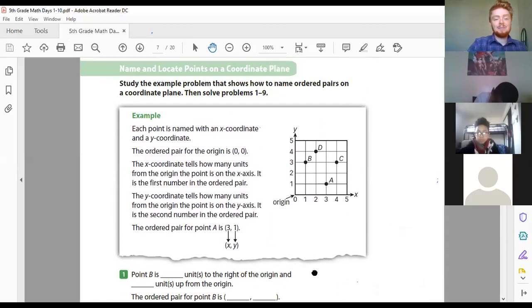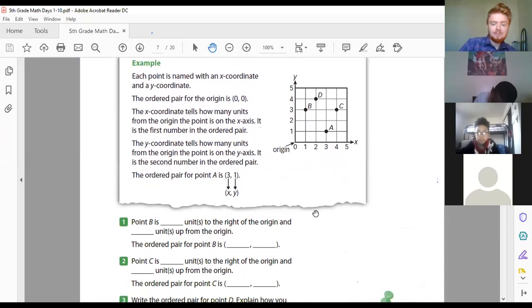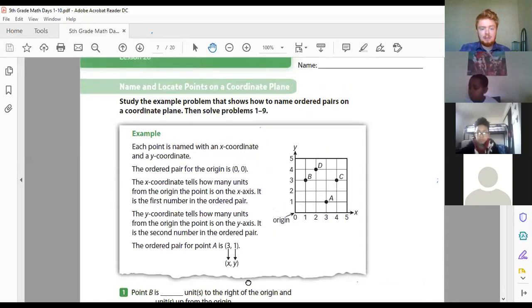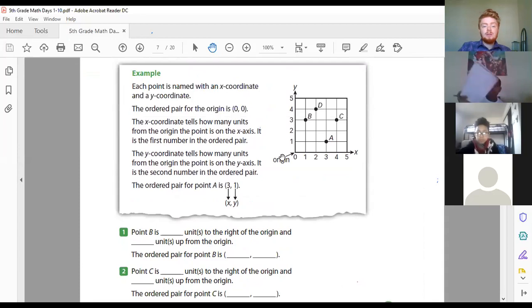Okay, we have an example here, and it looks like it wants us to use the example to answer the questions, if I'm not mistaken. Yeah, and then solve. Okay, cool. So, each point, oh God, Philmon, I can barely see what you're showing me, but thank you for showing me whatever that was. Niraj, what's up?